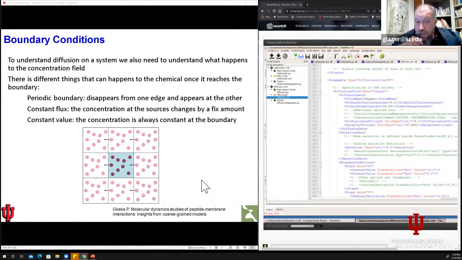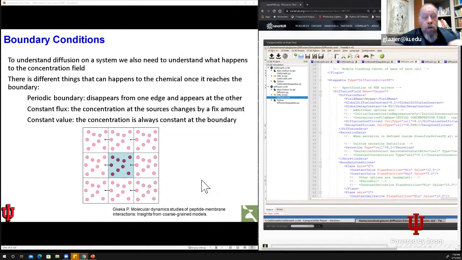A simple way of thinking about this would be for temperature. Suppose that I bring an object into contact with a heater, and the heater is at constant temperature. I'm going to have heat, energy, pumped into my object from that heater. And the temperature of the heater is fixed. And so I could have a constant value boundary condition where the chemical field is fixed to have a constant value at a surface.